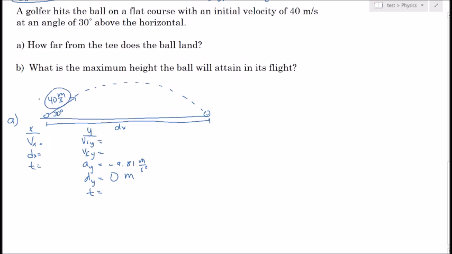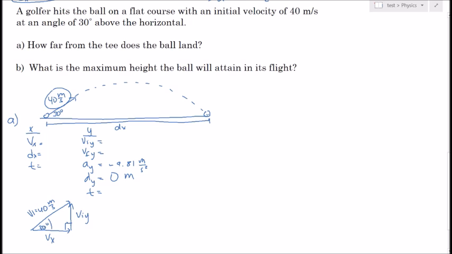Now, this 40 meters per second, that is actually neither Vx nor Vy. What we need to do here is actually look at a little bit of right triangle trigonometry. And if we want to take the Vx and the initial vertical velocity, we have to break this down into components. We know that this is 30 degrees, so you can either memorize the relationships between these, or you can actually build them off of trig very simply.